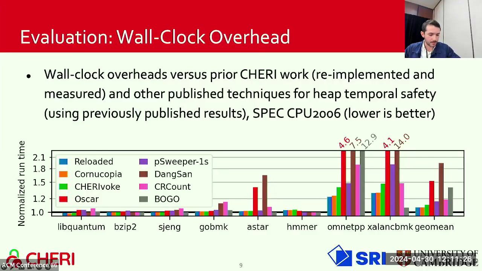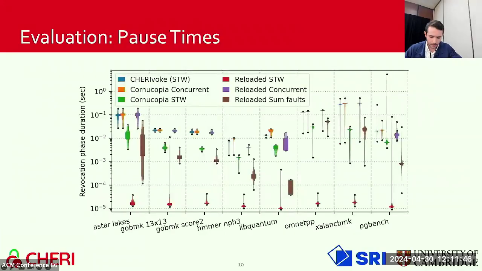We also see what we expect, which is that CHERIvoke's wall clock overhead is higher than the other two CHERI techniques, because it can't be run in parallel, whereas Cornucopia and Reloaded can. When we run it in parallel, the wall clock overhead goes down. We also see nicely that Reloaded seems to have slightly lower wall clock overhead relative to Cornucopia. Another takeaway for evaluation is actually looking at these pause times.